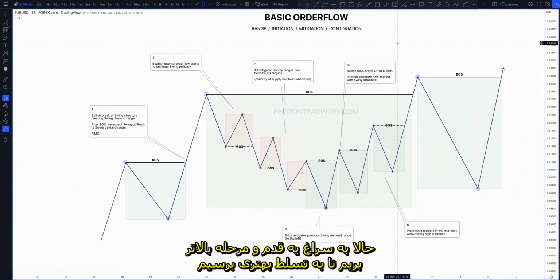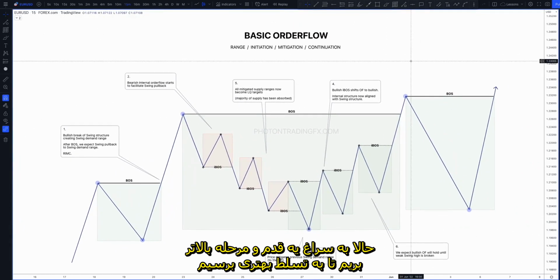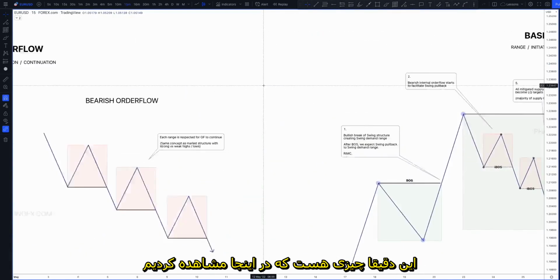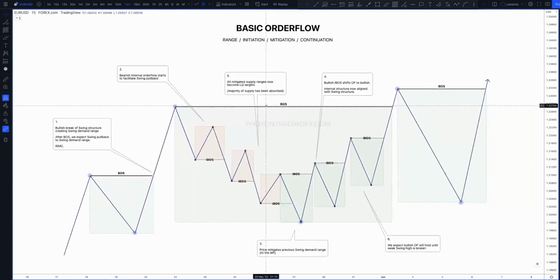So now, here's a little bit more of an, not advanced, but just kind of the next aspect to that. This is exactly what we were just looking at in terms of order flow, except we're zooming into this box just here.